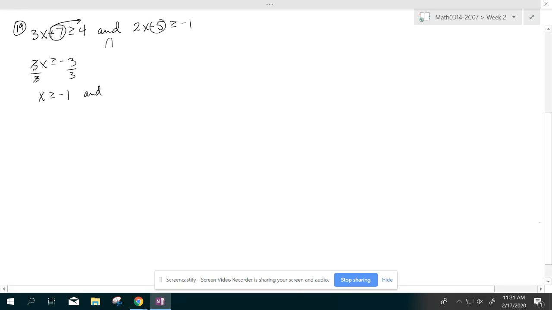Next, -5 moves over. Now, -5 becomes +5. What is 5 minus 1? And divide both sides by 2. X is greater than or equal to 2. So far, so good? Okay, now, let's take that information and go to the number line.